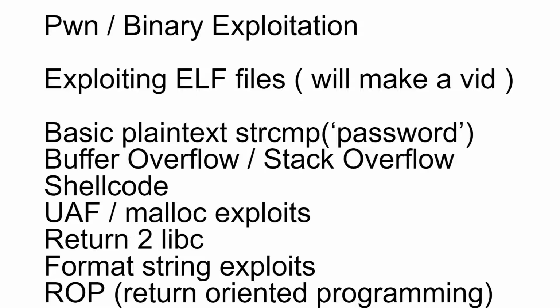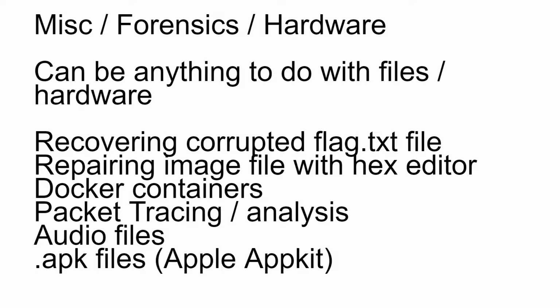So UAF, use after free, malloc exploits, return to libc, like calculating the base address of libc. Format string exploits, so essentially if a printf statement printfs a buffer without it being formatted correctly. And then return-oriented programming, so essentially using little bits and pieces of a binary to jump around and do crazy stuff. Sorry if that didn't make any sense to you, but this is just kind of what binary exploitation is. It's very difficult. I didn't know how to do it when I first started, so I guess everyone starts somewhere.